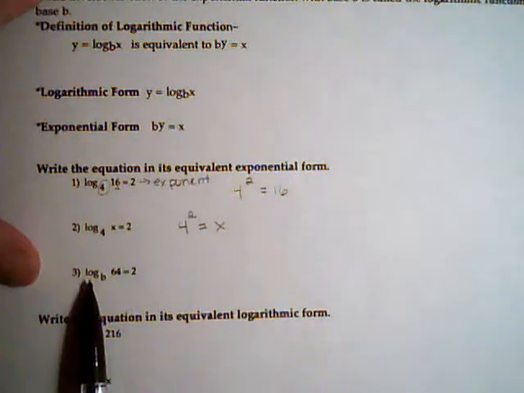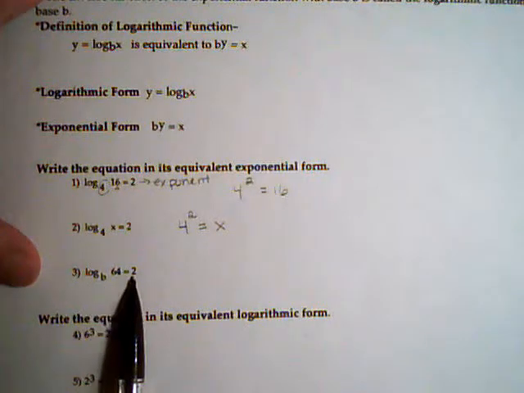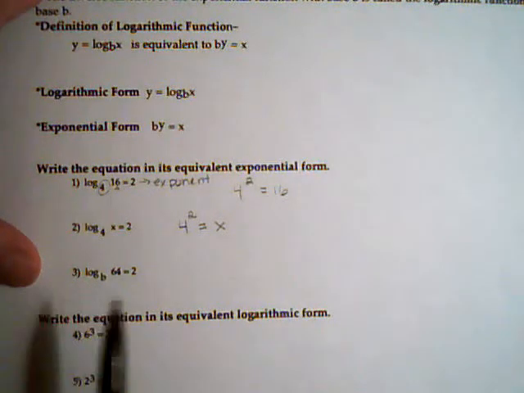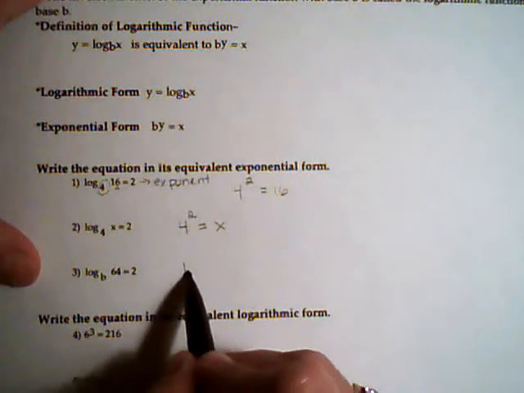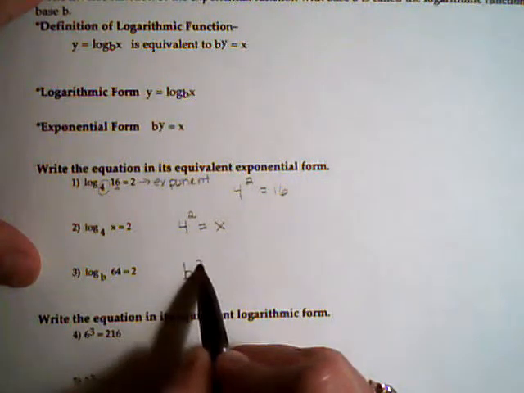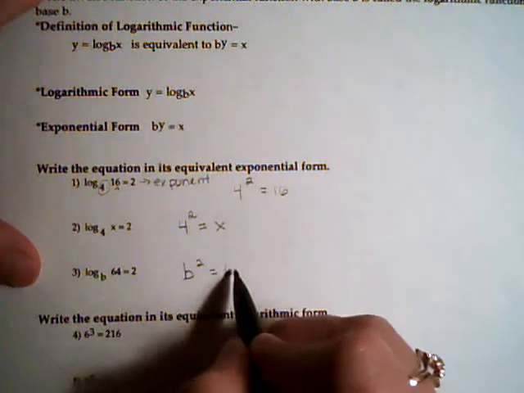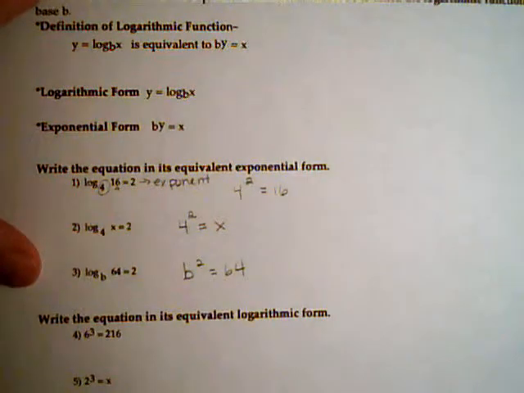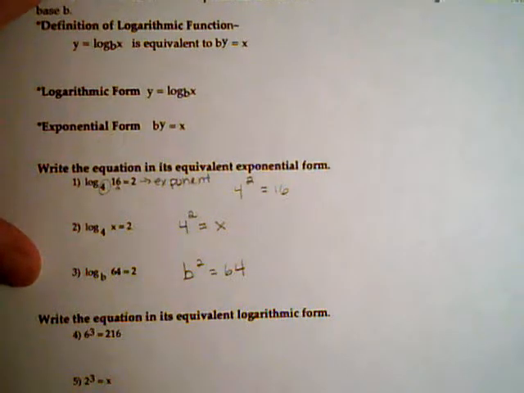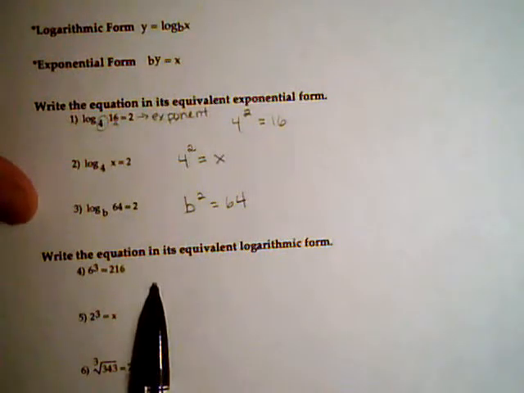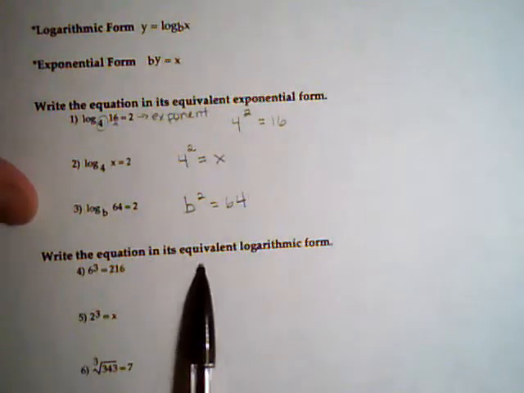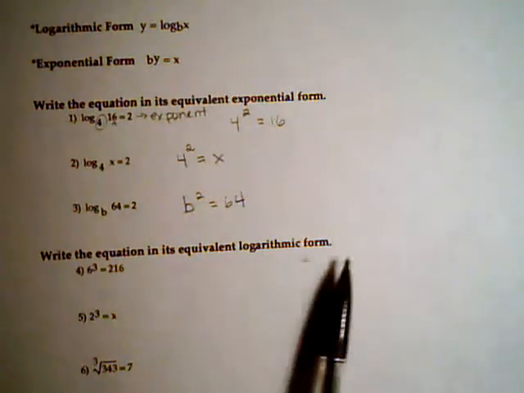So number 3, log base b of 64 equals 2. Again, my base is b, raised to the second power equals the argument, 64. So b squared equals 64. On 4 through 7, we're going in the opposite direction. It says write the equation in its equivalent logarithmic form.